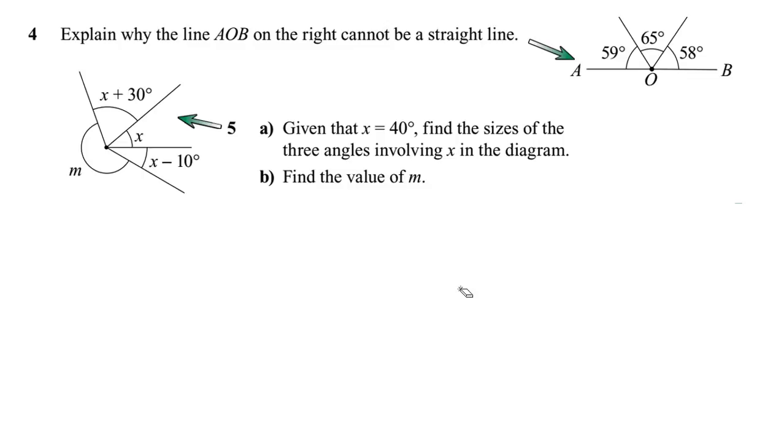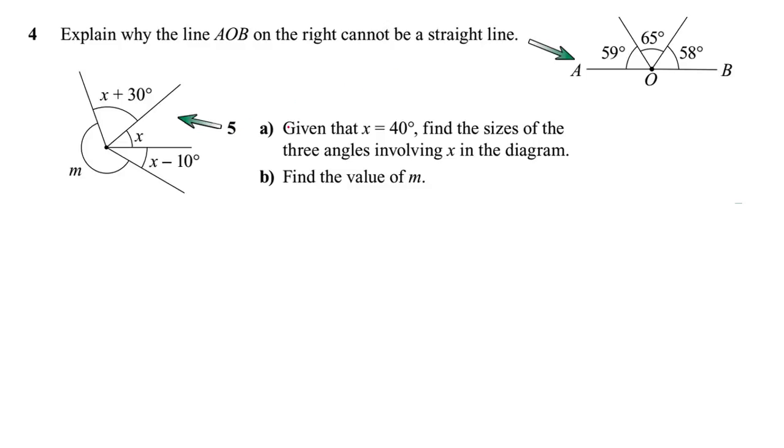Okay, so question 4 says, explain why the line AOB on the right cannot be a straight line. Now, to prove that something is a straight line, the angles at a point there must add up to what? To 180. They cannot be more, they cannot be less. So all you need to do here is to just add 59 plus 55 plus 58 and see whether it is 180. If it's not, then this AOB is not a straight line. That's something that's quite easy to do.